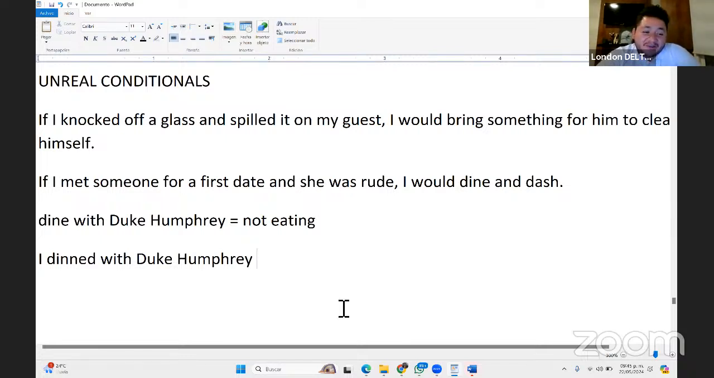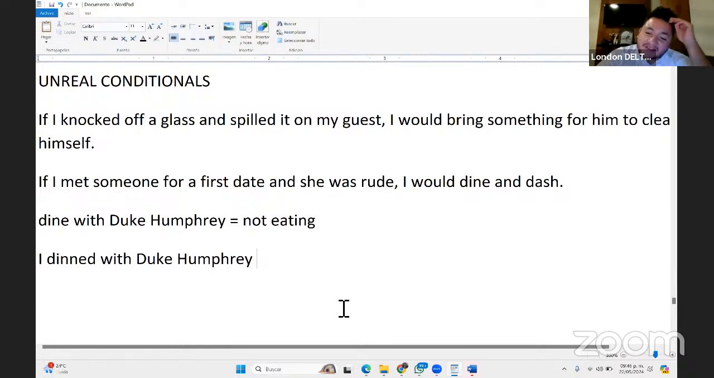Exactly. So that is what you say, especially when you were expecting to eat something, but you didn't have time, or the guest didn't give you food, or at work. Sometimes at work they tell you, yeah, we give you 1 hour lunch or 3 minutes lunch, and then you don't eat anything, right? So you end up dining with Duke Humphrey. So why Duke Humphrey? Who is he, right?